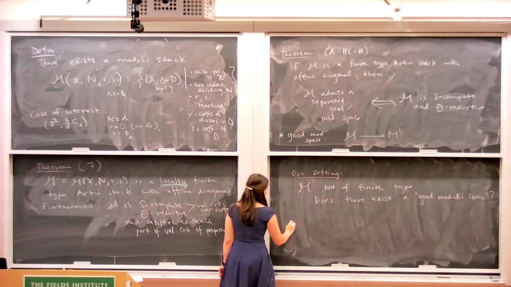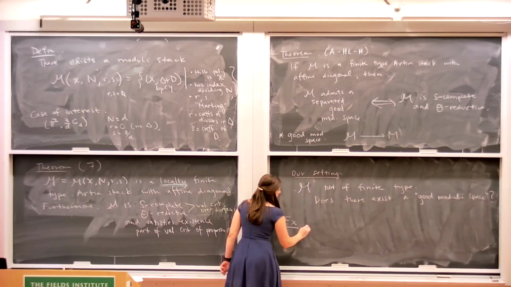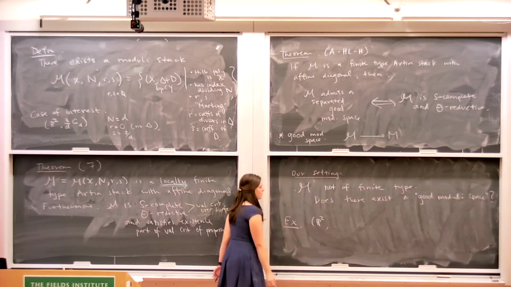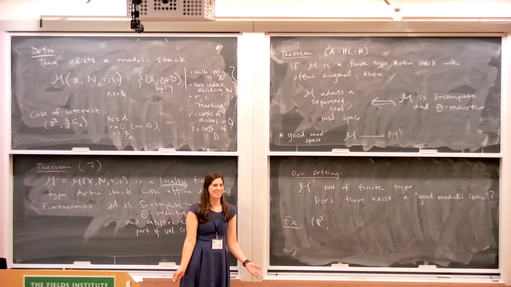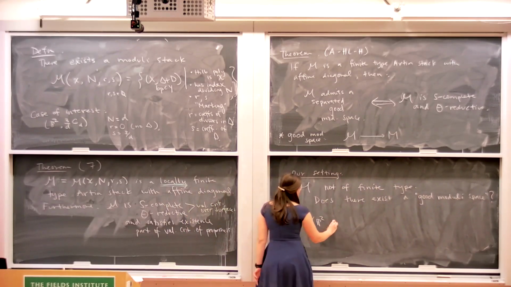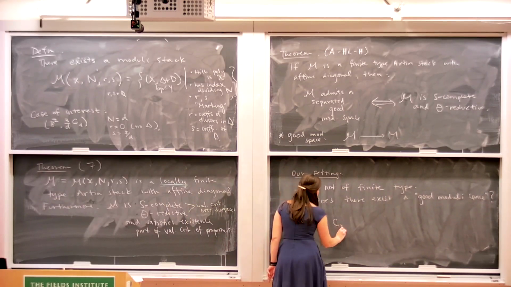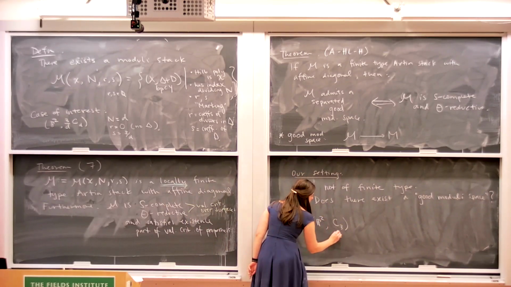The simplest example is we will look at the case of elliptic curves. We're going to look at curves in P2. So if I look at curves in P2, degree 3 curves.